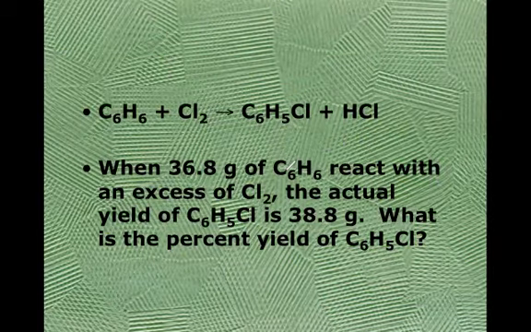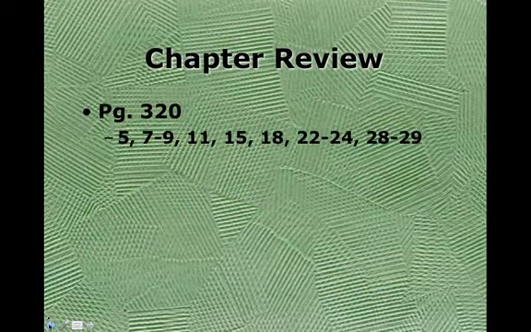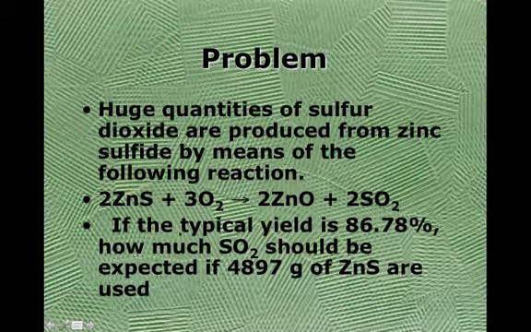Because another way you can use the percent yield equation is maybe they will give you how efficient it is. They give you the percentage, and then you have to figure out what the actual yield would be, which is this case where you have 86.7% efficient. How much SO2 should be expected if 4,897 grams of zinc sulfide are used? So we're going to be able to calculate the theoretical yield of SO2, and then we're going to want to find what the A is.